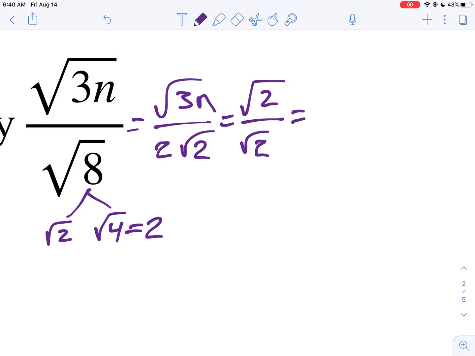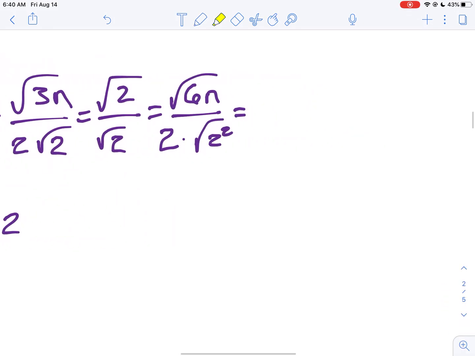I don't have any like terms in the numerator, so if I take 3 times 2, I get the square root of 6n, all over my first 2, this 2, times the square root of 2 squared. Well, that turns out to be the square root of 6n over 2 times 2, which is 4.